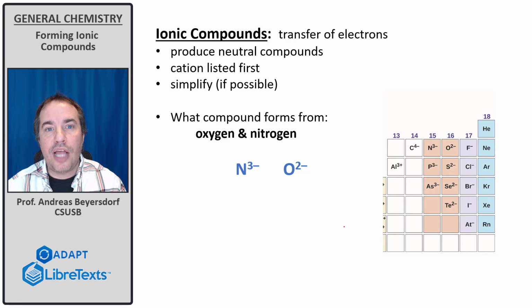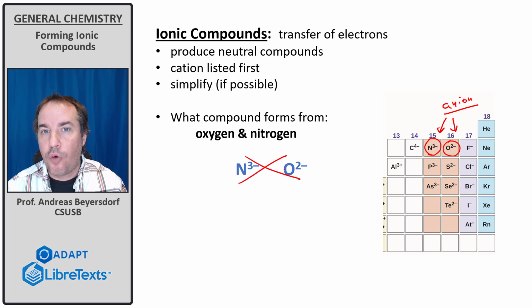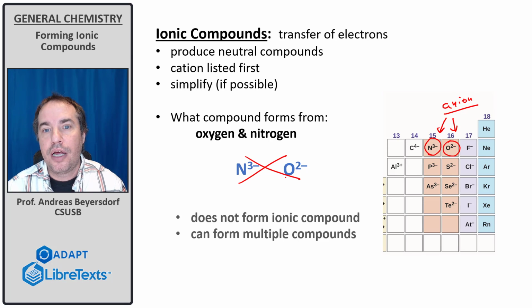Finally, let's look at one last one. Let's do oxygen and nitrogen. Nitrogen is N3-, O is O2-. So when we look at this, we may say, well, let's do the crisscross, but notice they're both anions. They're both negative. So that means these will not form an ionic compound. Nitrogen and oxygen, because they don't have a cation and an anion, do not form an ionic compound.